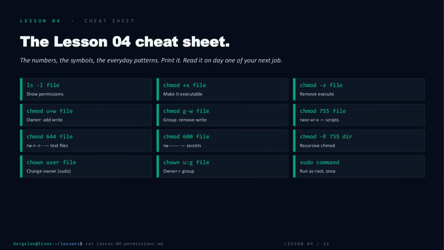So here's everything from this lesson on a single page. The left column is your reading and symbolic chmod. List, add execute, add write for the owner. The middle is removing permissions and locking things down tight, like 600 for secrets only you should see. And the right column is the numeric shortcuts you'll use every day. 755 for scripts, 644 for text, plus recursive changes and ownership. Print it, pin it up, and in a week, you won't need it anymore.